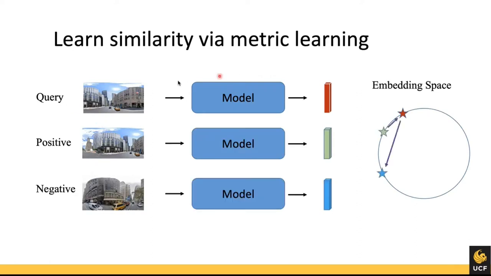They all go through the model and generate feature embeddings. Basically, this will create a triplet. You have a query, which we consider as an anchor. You also have a positive image and negative images. In this embedding space, we want this positive pair, the green one, to be very close to the query. At the same time, we want the negative images to be far away from this query.